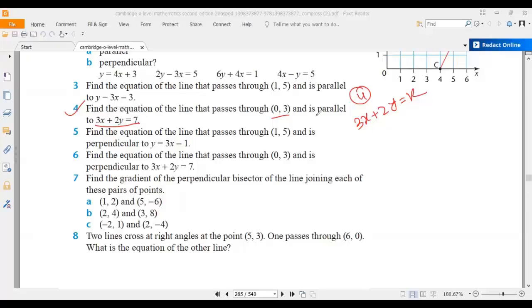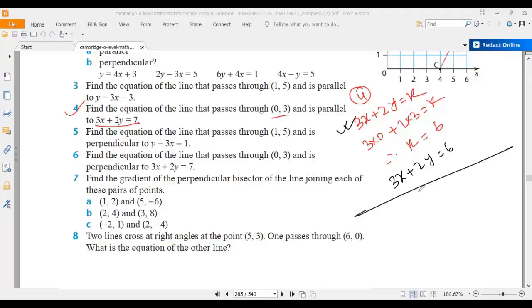And it passes through (0, 3). So we can put (0, 3) in this equation. Then we can write 3 multiplied by 0 plus 2 multiplied by 3 equal to k. K equal to 6. Now if I put this in the main equation, we can find the parallel line of 3x plus 2y equal to 7. So the final answer will be 3x plus 2y equal to 6. The equation of the line that passes through (0, 3) and is parallel to 3x plus 2y equal to 7 will be 3x plus 2y equal to 6.